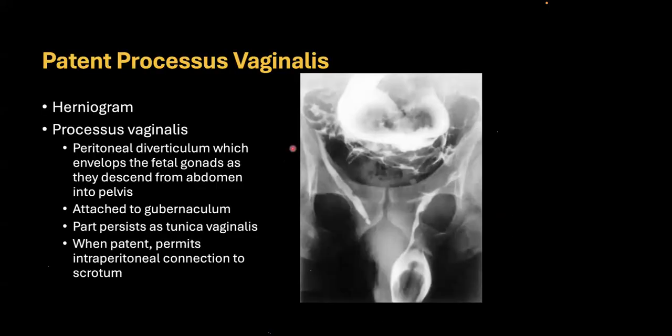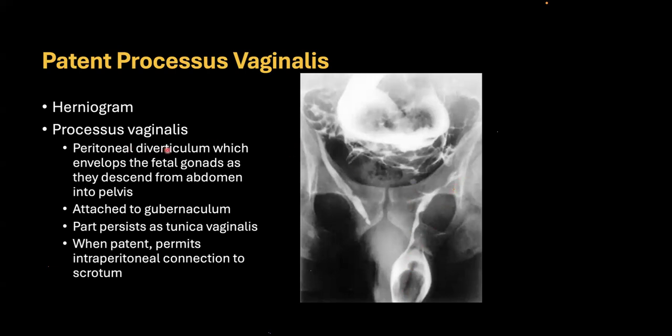Okay, so this was an interesting one. It was a male patient, so there is no question of HSG in this patient. It was a herniagram basically, and this is a case of patent processus vaginalis. So you can see this is a patent processus vaginalis, and we have given the contrast into the hernial sac.